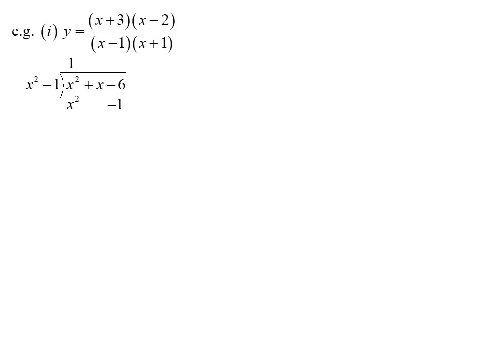So x squared minus 1 into x squared plus x minus 6. If I did that division, obviously it's going to go in once because the coefficients of x squared are the same. And we'll get a remainder of x minus 5. So I could rewrite that function in this format. And now let's draw out some information.